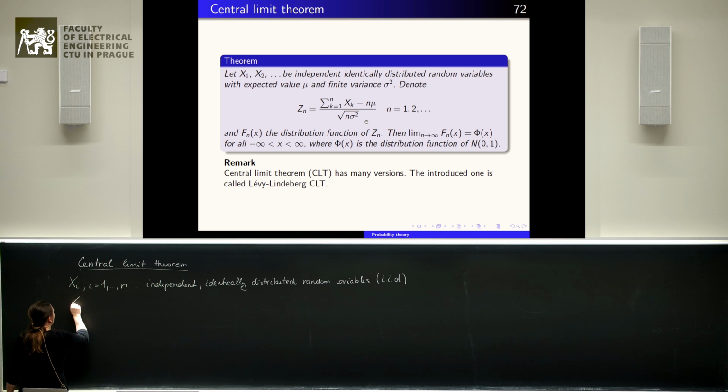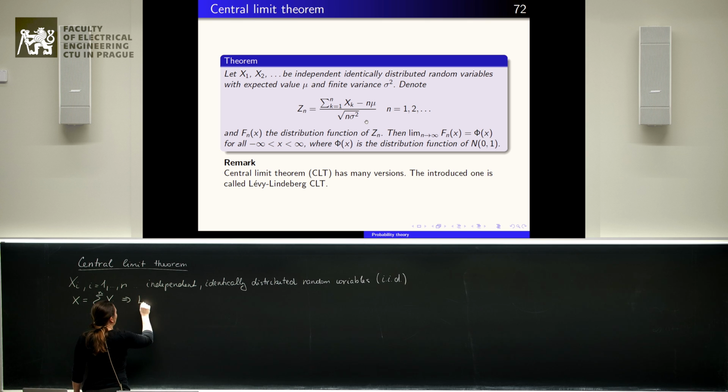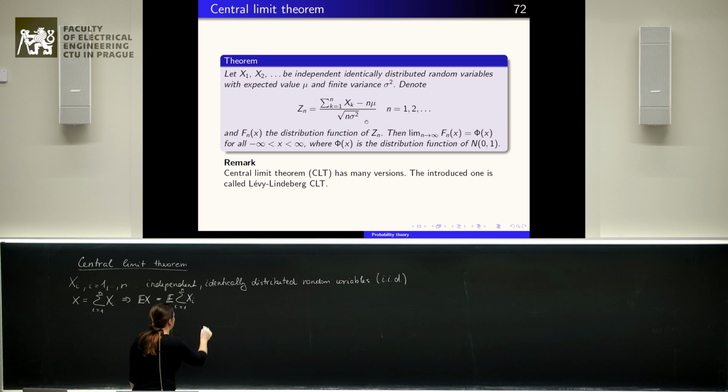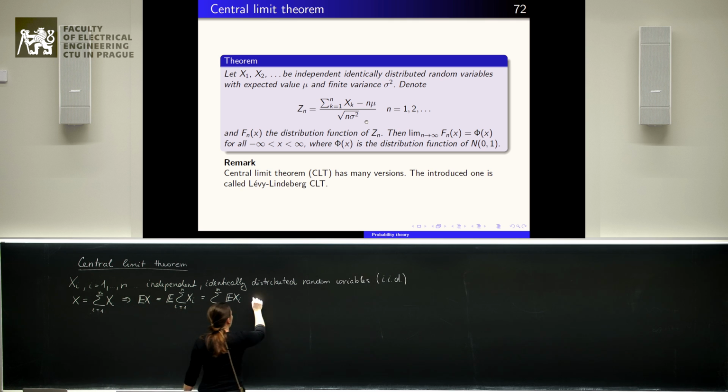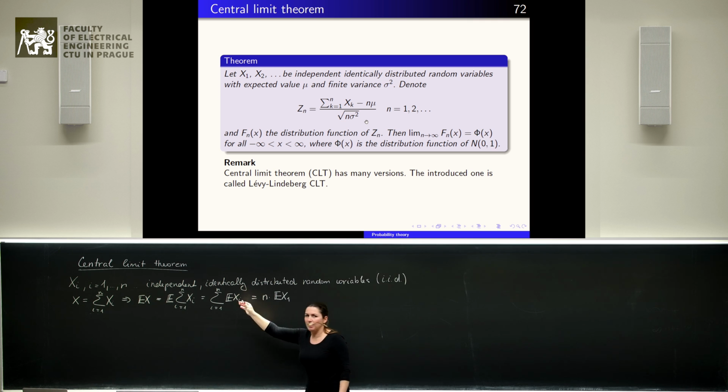Then, when we denote X the sum of these random variables, the expected value of X is equal to the expected value of the sum, which is equal to the sum of their expected values, and it is equal to n times the expected value of an arbitrary one of these random variables.